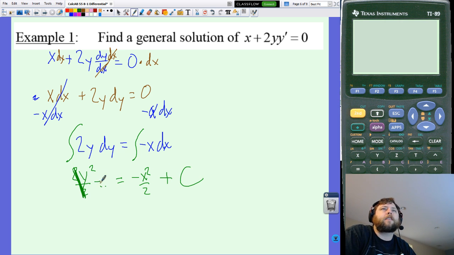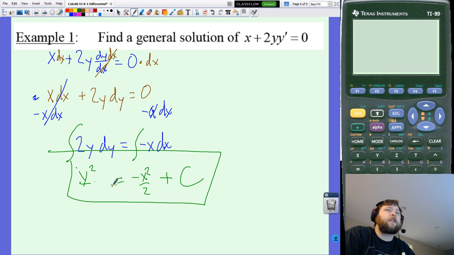Technically, we have a plus c on both sides, but because a plus c is any constant, you only need it on one side, so let's just put it on the right side. Don't need this. And there's my answer, a general solution for this equation: y squared equals negative x squared over 2 plus c.